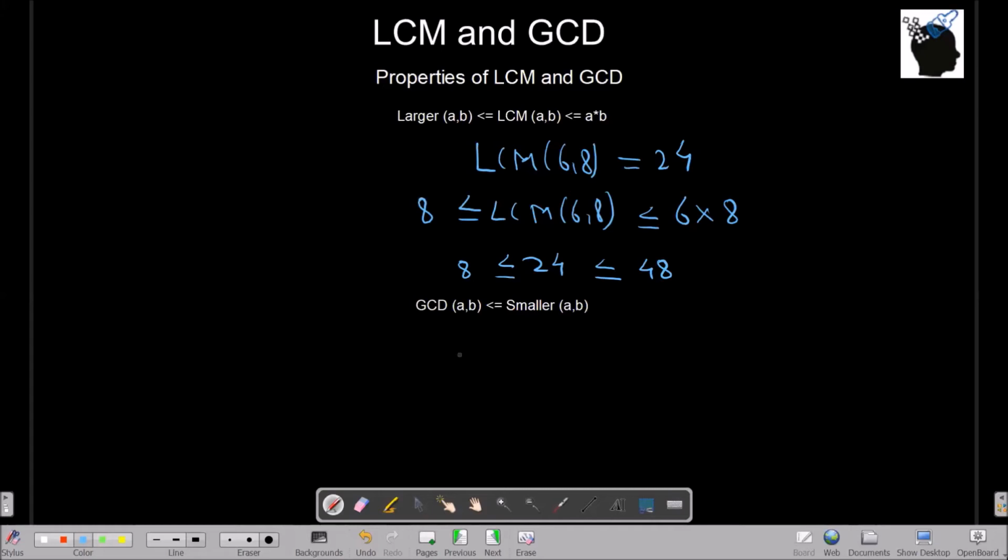Now GCD of two numbers will always be less than or equal to smaller of the two numbers. Let's take an example. So GCD of 6 and 8 is nothing but 2. And what we are saying is GCD of 6 and 8 will always be less than or equal to smaller of 6 and 8, which is nothing but 6. Or nothing but GCD of 6 and 8, which is 2, will always be less than or equal to smaller of 6 and 8, which is 6.